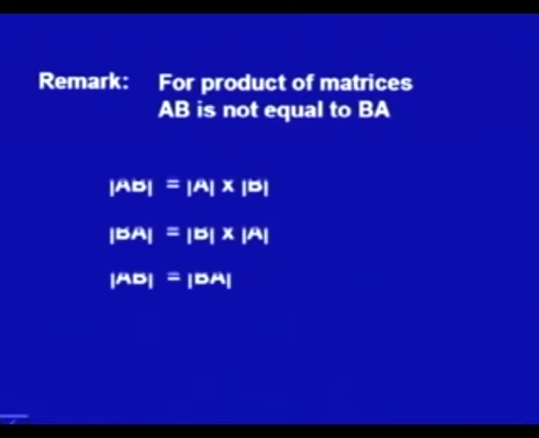But if you consider square matrices A and B of order m, then determinant AB is equal to determinant of A into determinant B. The same way, determinant of BA is equal to determinant B into determinant A. Determinant A and determinant B are simply numbers, and numbers are commutative. So determinant B into determinant A can be written as determinant A into determinant B, and that makes determinant of AB equal to determinant of BA. This is again in contrast with the theory of matrices, where AB is not equal to BA, but for determinants AB is equal to BA.